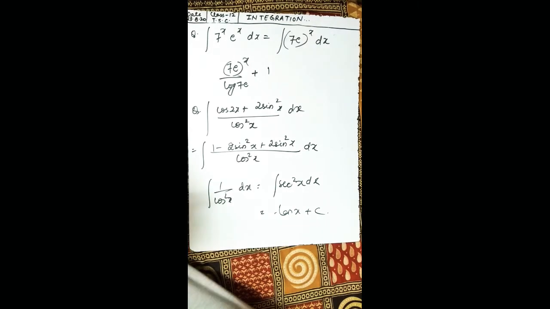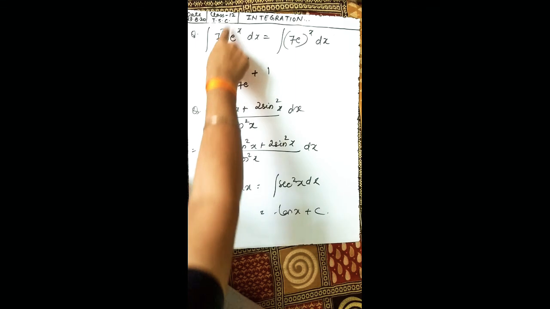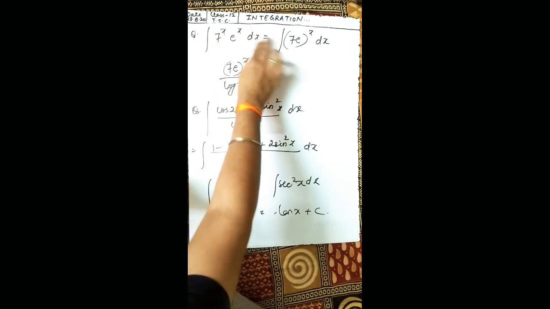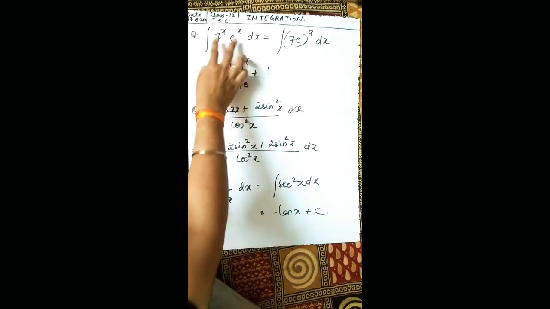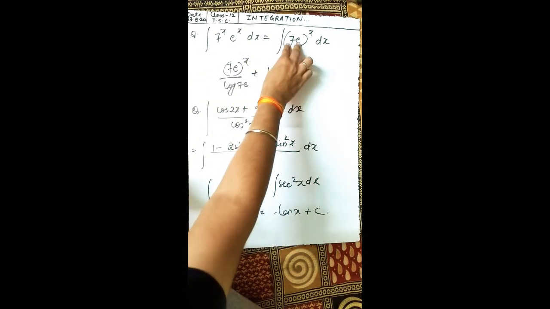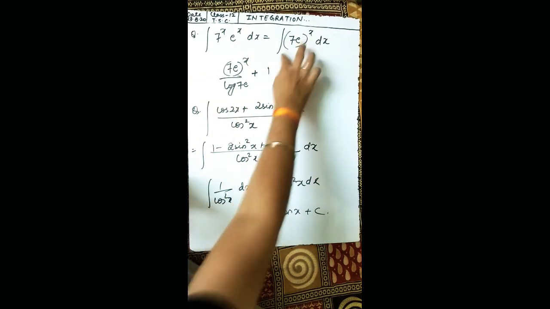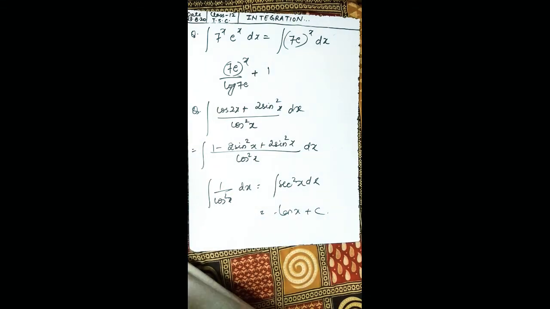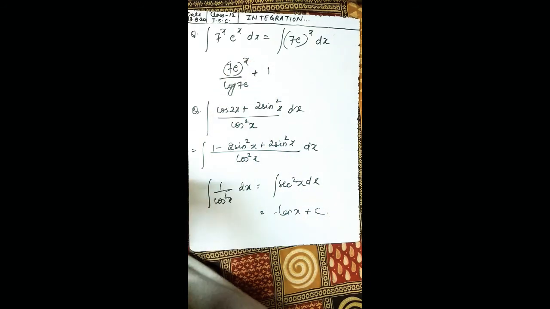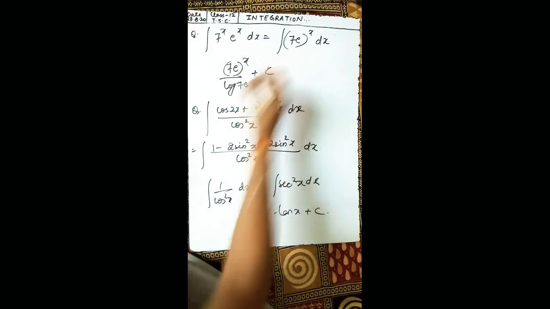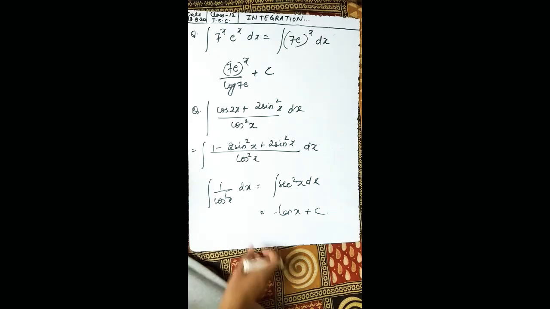Coming to the next question. Integration of 7 to the power x e to the power x dx is equal to what? The power is the same, so we can multiply the bases, that is 7e to the power x dx. Here 7 and e are both constants, so you can use the a to the power x identity, that is 7e to the power x upon log 7e plus c, not 1. That is the constant of integration.